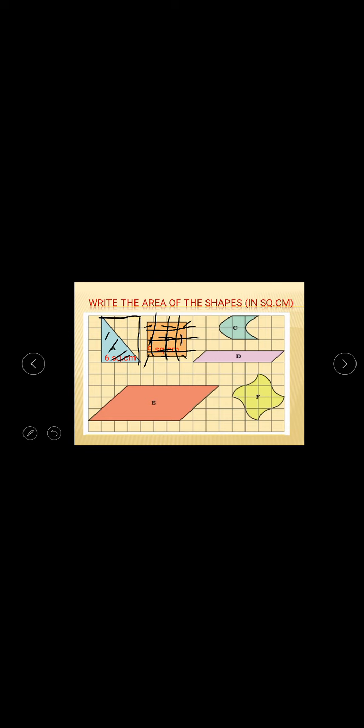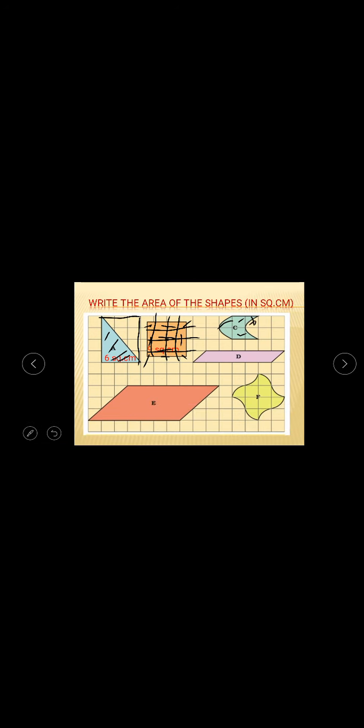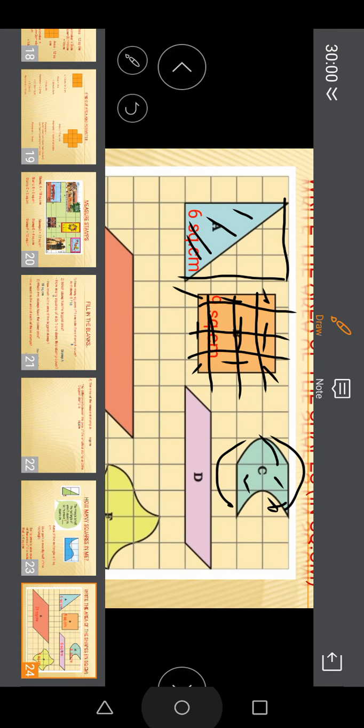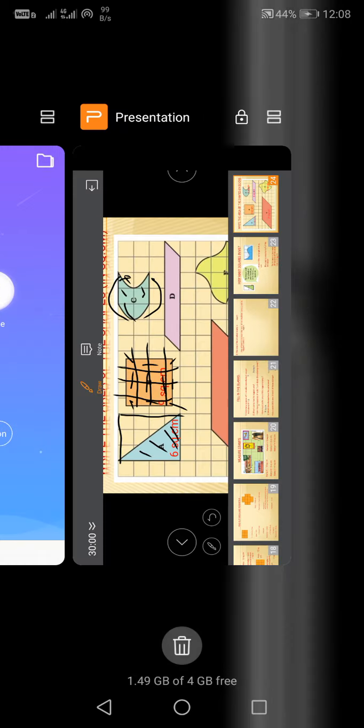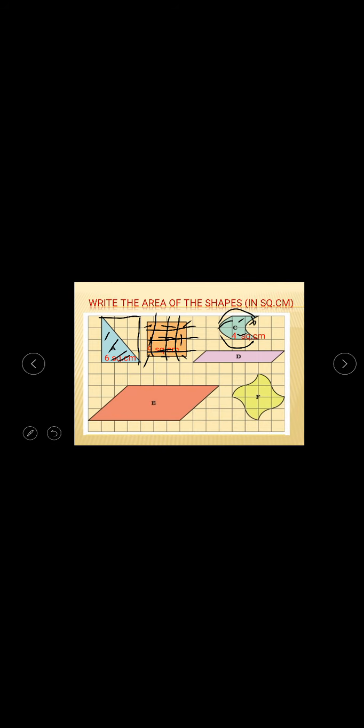Now figure C. Inside this you can see that there are two full square boxes. Okay, now look, the way the front part is cut, the back is cut in the same way. So if I put this part here and this part here, they will again form one whole square. So here total square boxes are 1, 2, 3 and 4. So the area of shape C is 4 square centimeter.